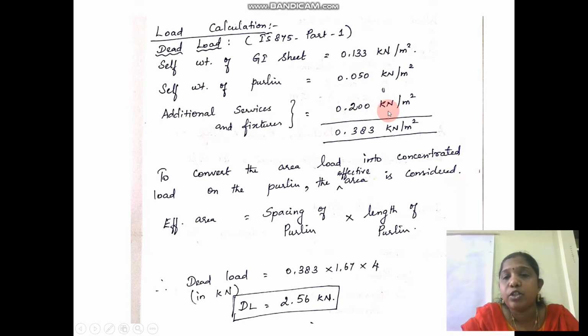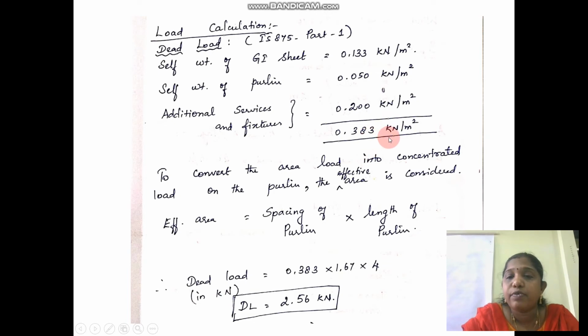This is equal to 0.2 kilonewton per meter square. So if you sum it up, it is equal to 0.383 kilonewton per meter square. This is the area load. You have to convert this area load into a concentrated load. How am I going to convert it? I am going to multiply with the area.